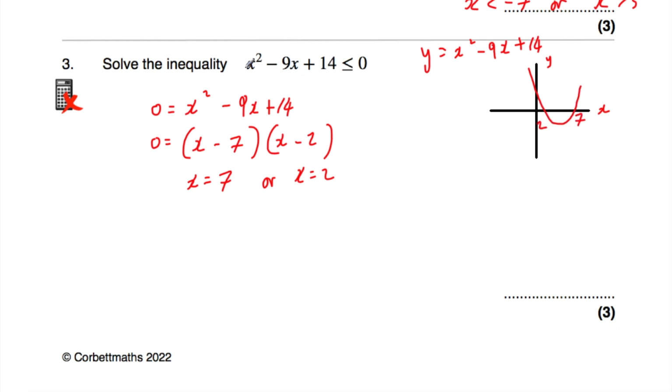Now in this question we're asked to find when the quadratic is less than or equal to 0. So in other words, when is the height of this quadratic below or on the x-axis? Well, that's going to be any value of x that's bigger than or equal to 2 and less than or equal to 7.